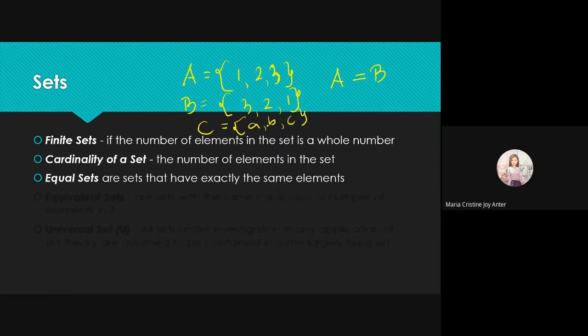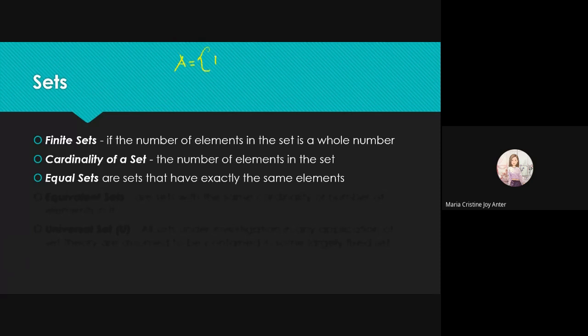Okay. So say for example, set A contains the elements 1, 2, and 3. Set B contains the elements 3, 2, and 1. What if we have set C that has elements A, B, and 1? Now, again, sets A and B are equal because they have exactly the same elements.